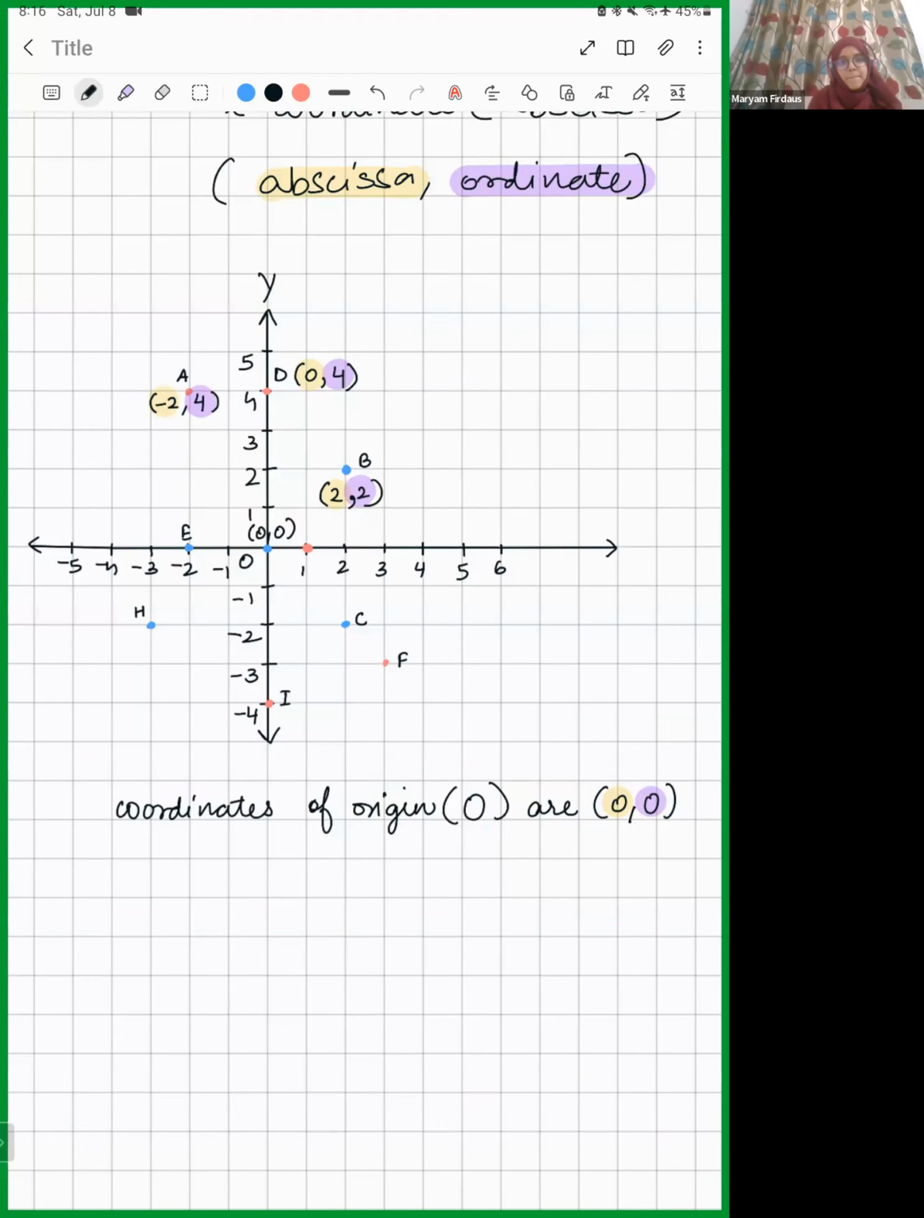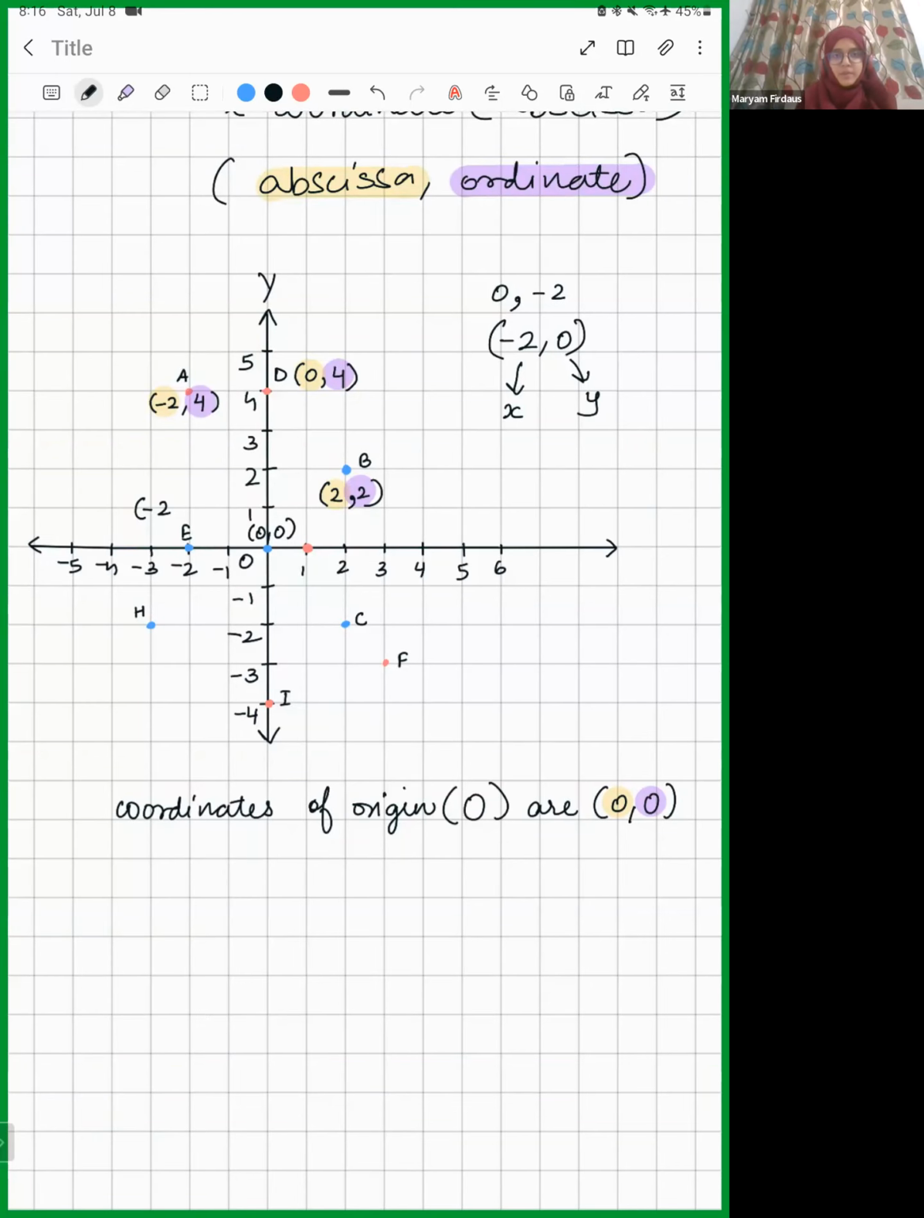2 units or negative 2 units? Negative 2 units. Very good. Then it should be 0, comma -2, or should it be -2, comma 0? -2, comma 0. Why? Because first minus then plus.